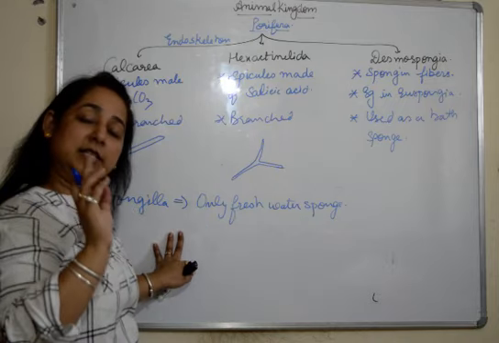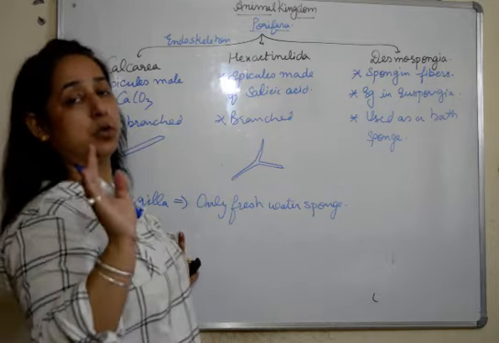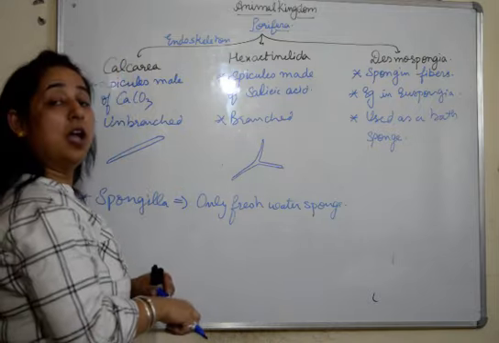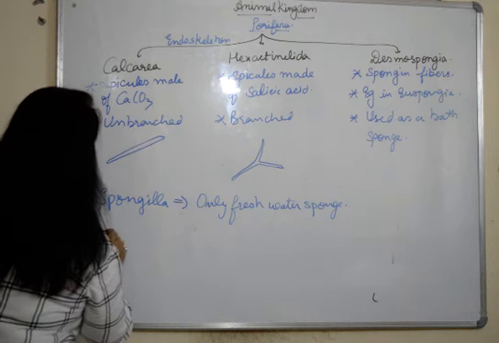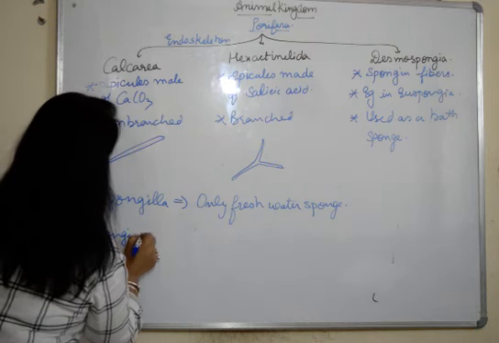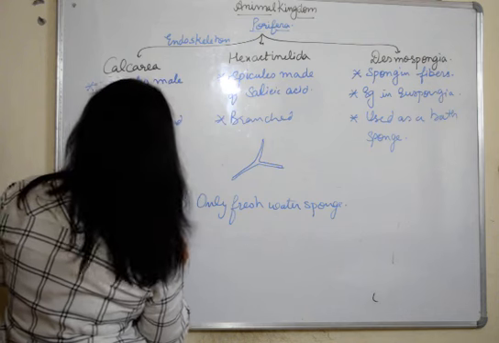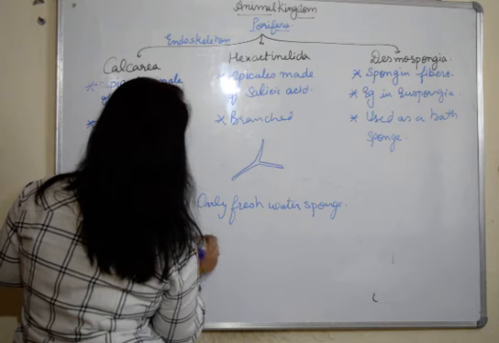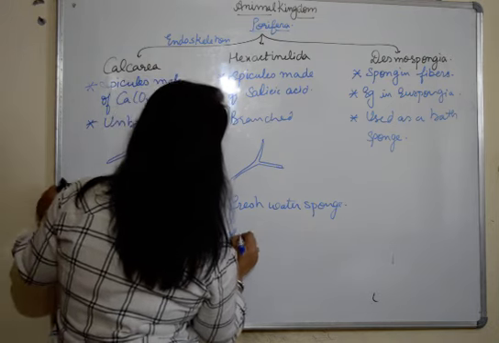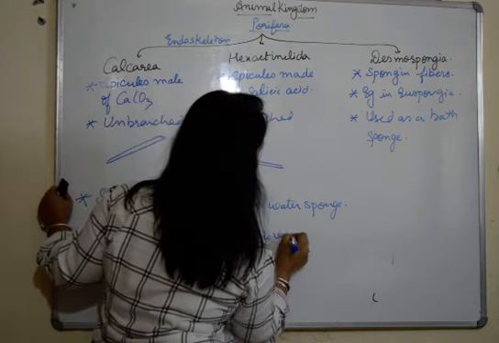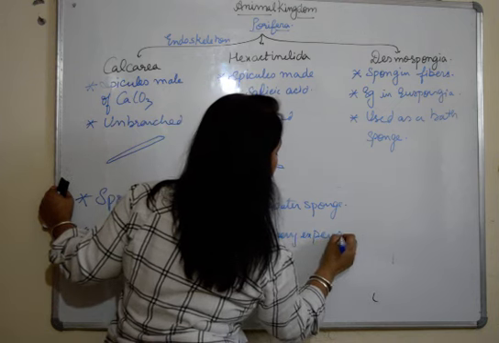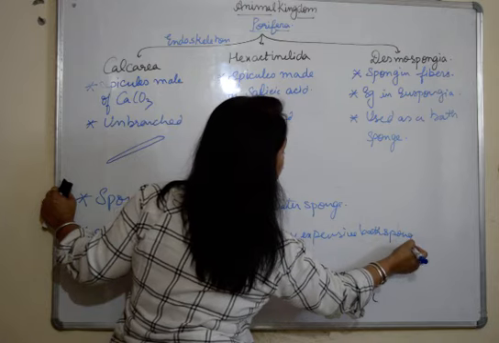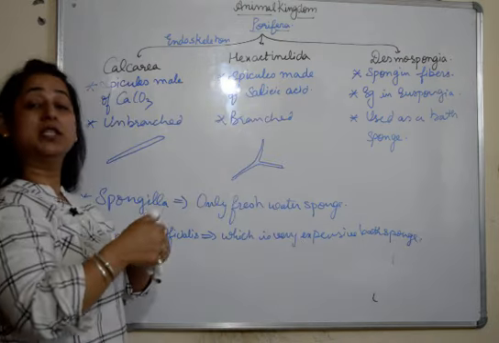The thing you need to remember is that it is the only freshwater sponge, otherwise others are seawater sponges. Then we have Spongia officinalis, which is a very expensive bath sponge. So these are a few sponges with economic importance.